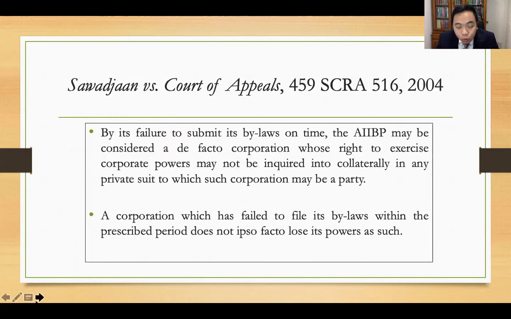Actually, there can be no corporation at all. Now, class, in the case of Sawadjaan versus Court of Appeals, 459 SCRA 516 on page 2004, the Supreme Court said that if you fail to file your bylaws on time, a corporation can be considered as a de facto corporation. Kasi ganito yan, class.